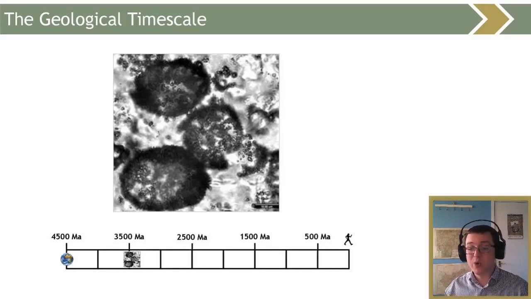And here's some very tiny cells that are preserved in some rocks from Australia. What you do is you slice the rock very, very thin, so thin that light can be shone through it, and you can put it under a microscope, and then we can see these very early cells. So this is the first evidence for life.